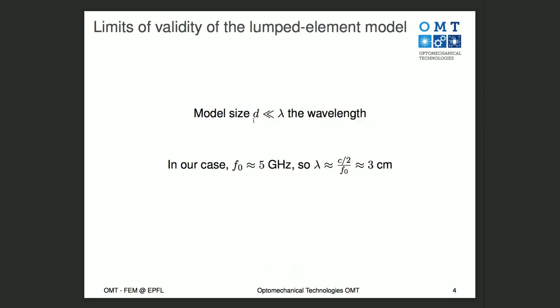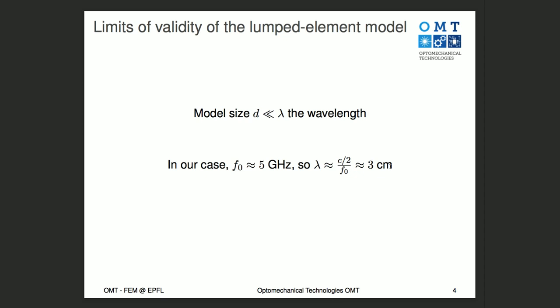So the lumped element is valid as long as the size of my circuit is very small compared to the wavelength lambda. And what's lambda for our microwave circuit? We're thinking about roughly 5 gigahertz. The speed of waves in a transmission line is roughly one half the speed of light. And you find that the scale you should worry about is about 3 centimeters.